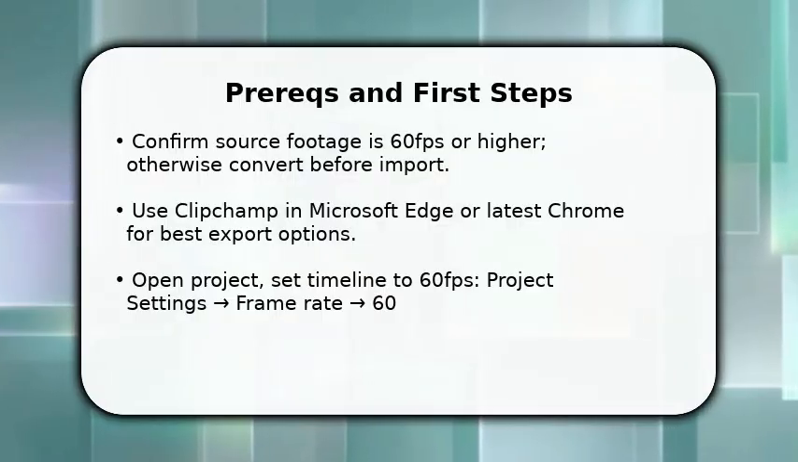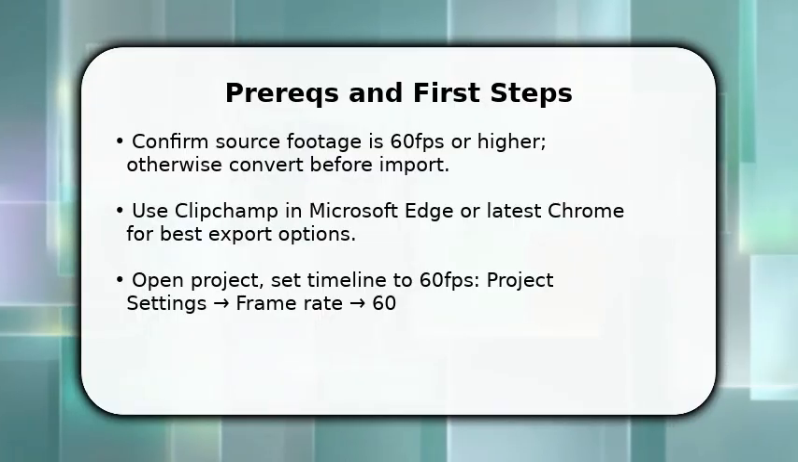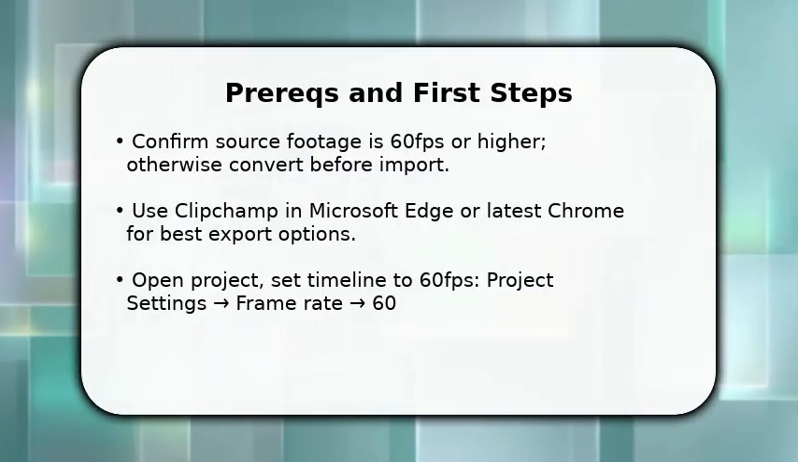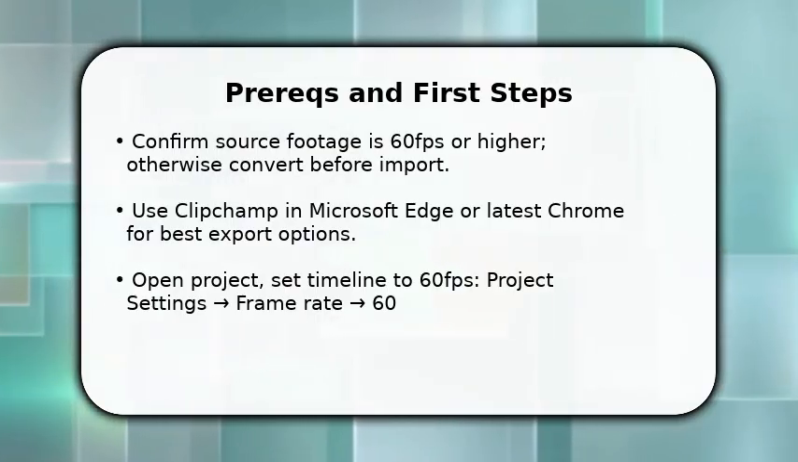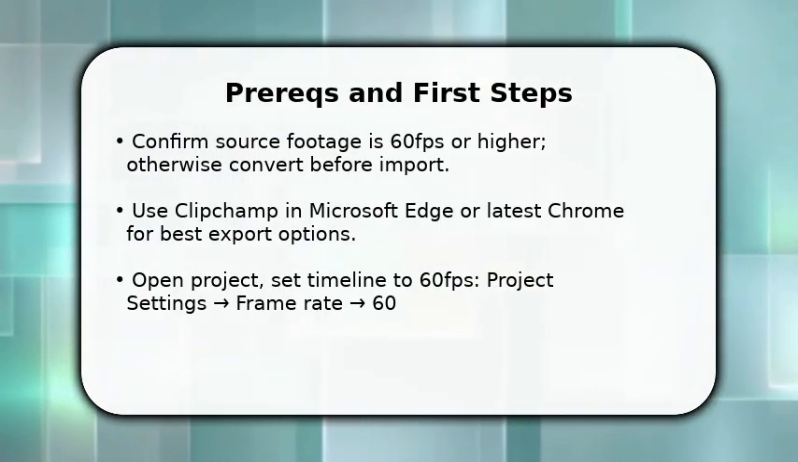You start by verifying your footage and environment. Ensure your clips are already 60 frames per second or higher so you preserve motion clarity. Once done, use Clipchamp in a modern browser for full export support.